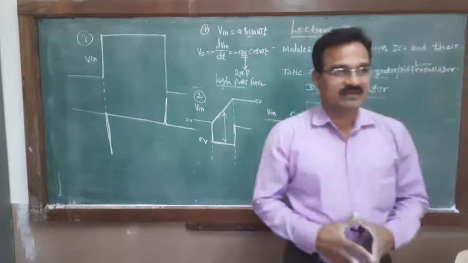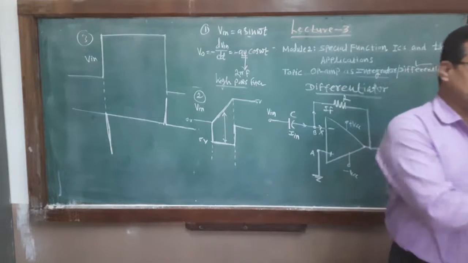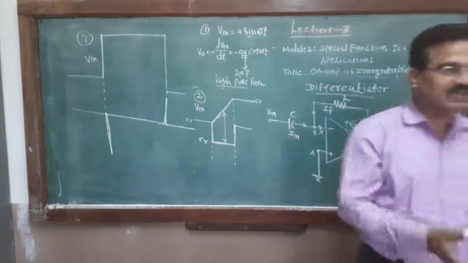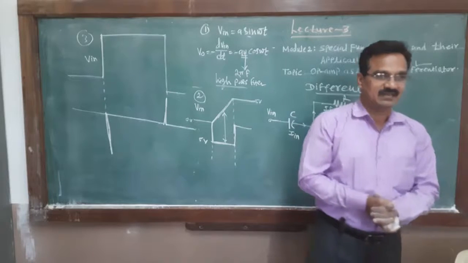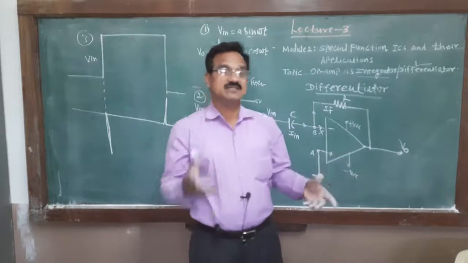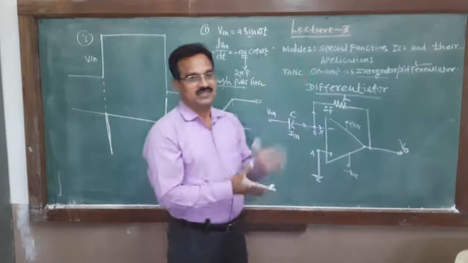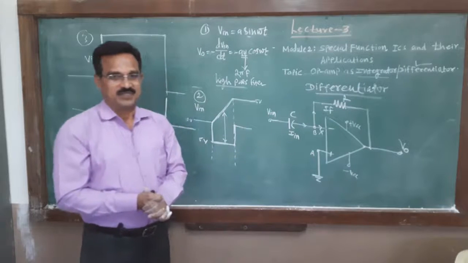Remember, this operational amplifier circuit is actually a non-linear circuit. The shape of the input and the shape of the output are different. That's why we call it a non-linear circuit. Which non-linear circuits are studied? The first one is the integrator, the second one is the differentiator. Integrator acts as a low pass filter, differentiator acts as a high pass filter.